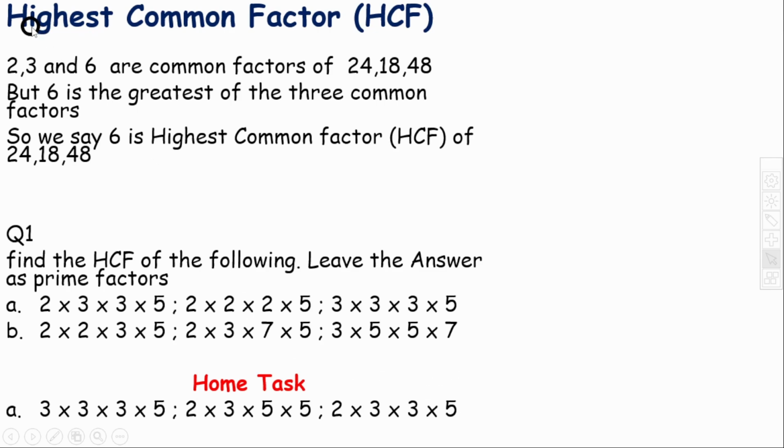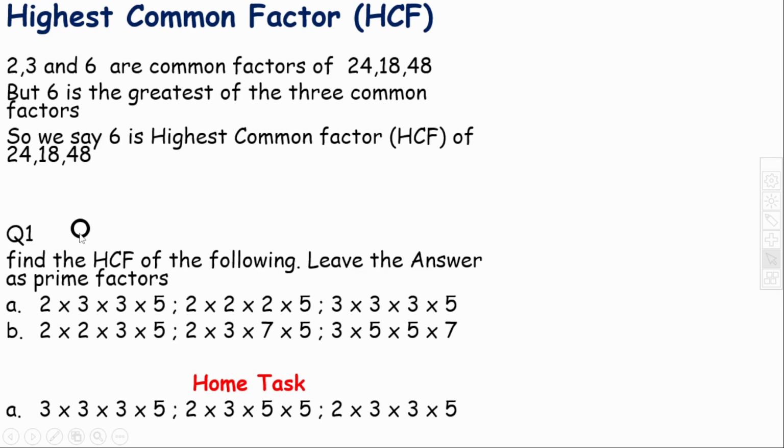Now let's try to find out what the highest common factors are. You remember we can have 2, 3, and 6 being common factors of 24, 18, and 48. 2 is a common factor of these 3 numbers. 3 is a common factor of all these 3 numbers. 6 is a common factor of all these 3 numbers. But out of all these 3 common factors, one of them is the highest, which is 6. So 6 is the greatest of the 3 common factors, and so 6 is regarded as the highest common factor of 24, 18, and 48. That's how to get your common factor.